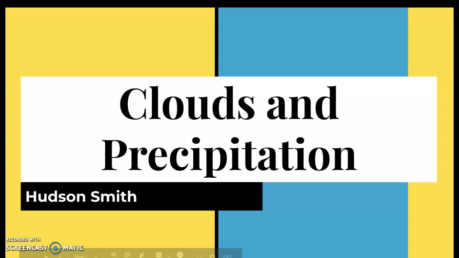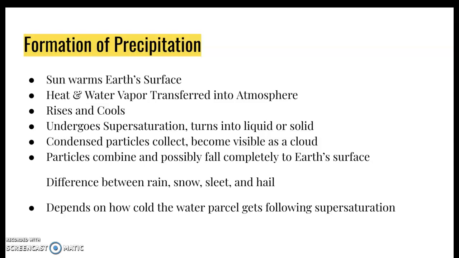And today I'll be covering clouds and precipitation. So the formation of precipitation, how does it come to be? The sun warms Earth's surface, and then heat and water vapor are transferred into the atmosphere.